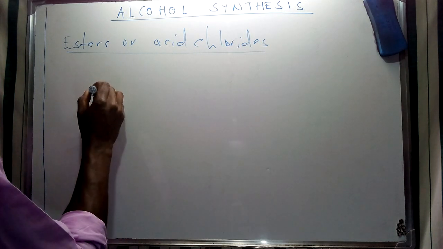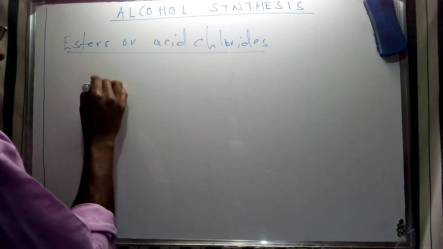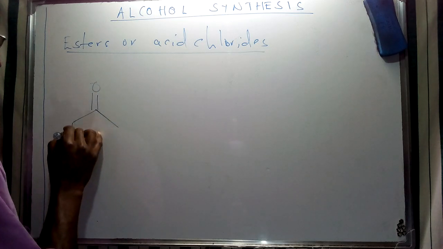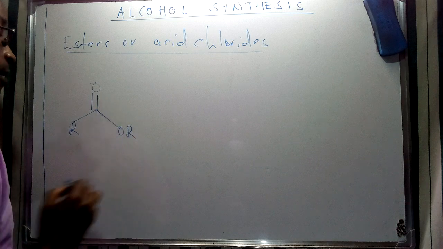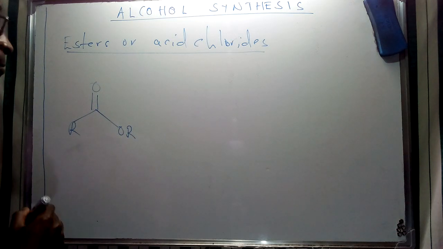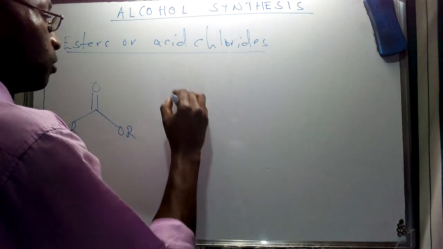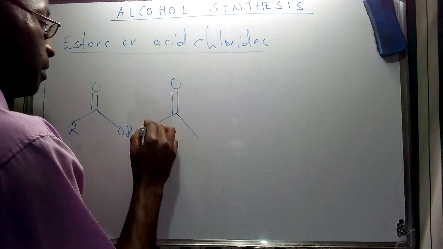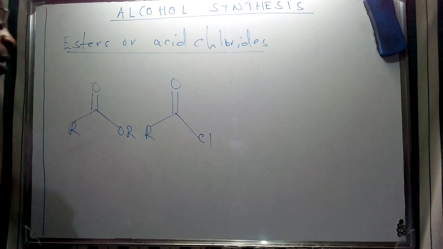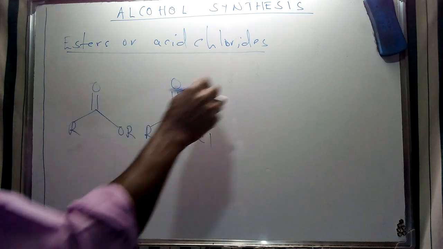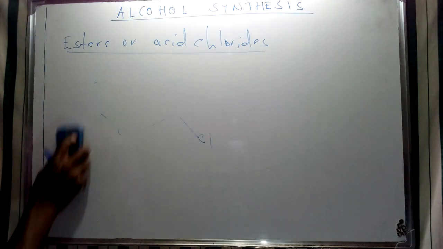We had said that we can have a general illustration for this class of organic compounds, for esters being represented as such. And for the acid chlorides, we're going to have this one being represented as such for the general formula. So these are going to form our reagents in this particular discussion for the formation of alcohols from esters and acid chlorides.